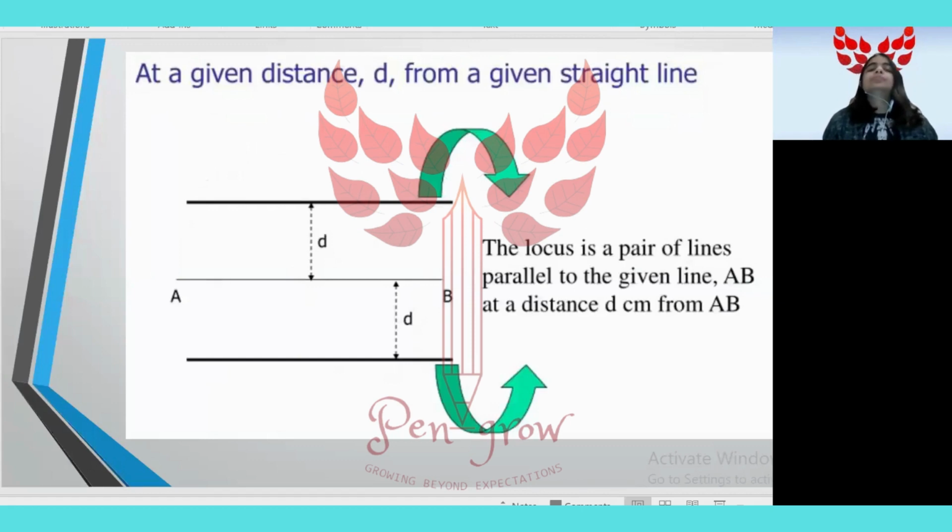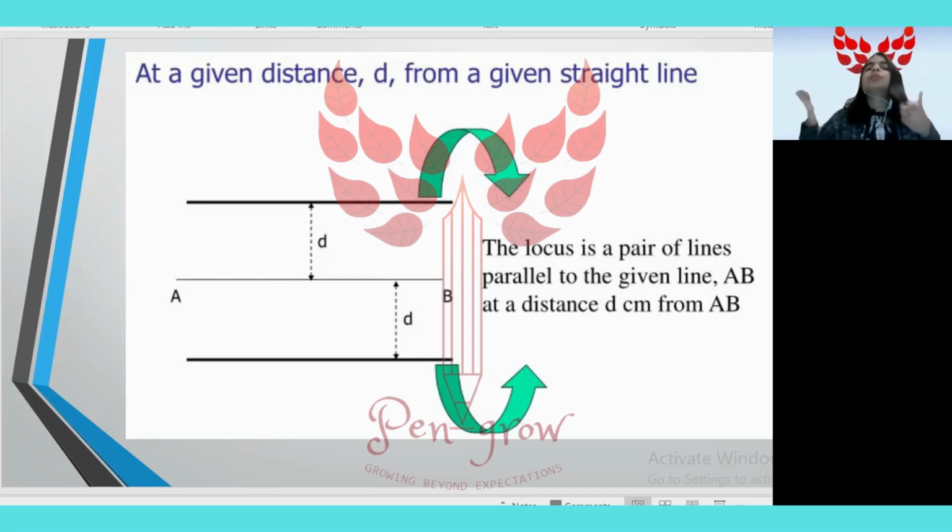So at a given distance D from a straight line. So that was a given distance from a point. We make a circle. For a given distance D from a straight line, you make a line parallel to the given line. Parallel lines at every point have an equal distance between them. So that distance is the distance given to you, right? So let me explain this once more.